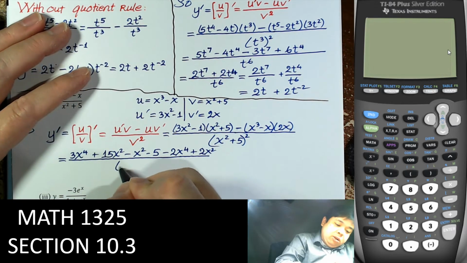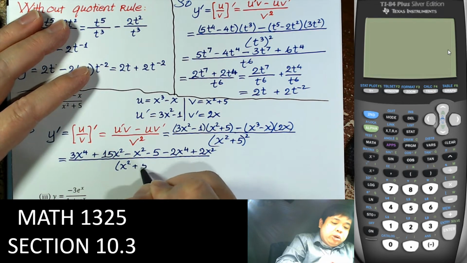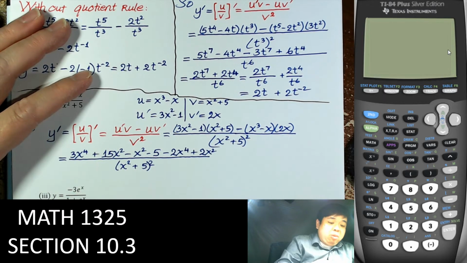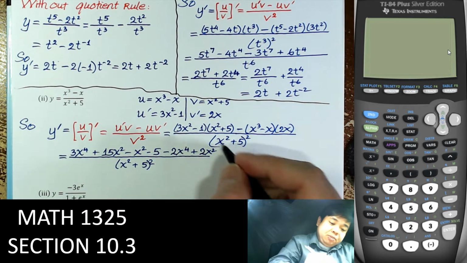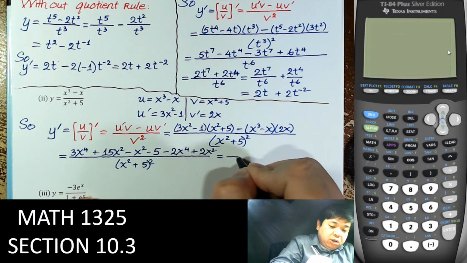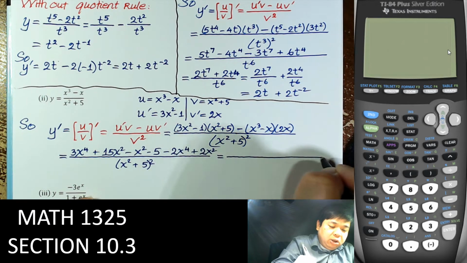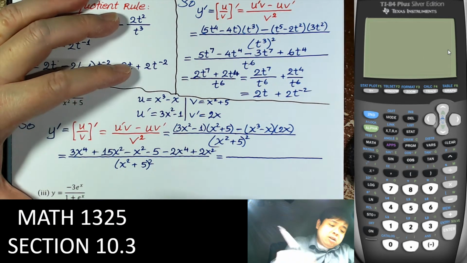Right, at the bottom, x squared plus 5. Usually we never multiply out the denominator, so we're just going to keep it like this. There's some advantage of doing that. So I'll combine like terms.